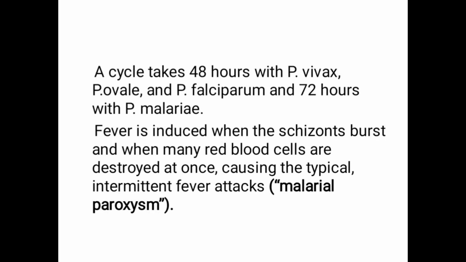A cycle takes 48 hours with Plasmodium vivax, Plasmodium ovale and Plasmodium falciparum, and 72 hours with Plasmodium malariae. Fever is induced when the schizont bursts and many red blood cells rupture at once, causing the typical intermittent fever attack. The fever attacks in the patient with malaria occur when the schizont ruptures and produces merozoites, okay?